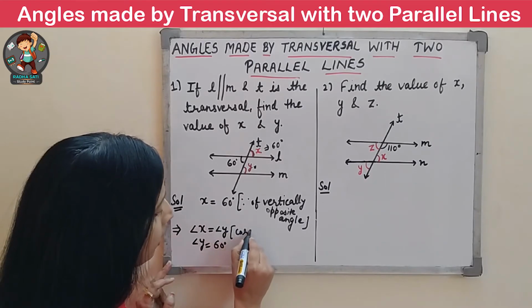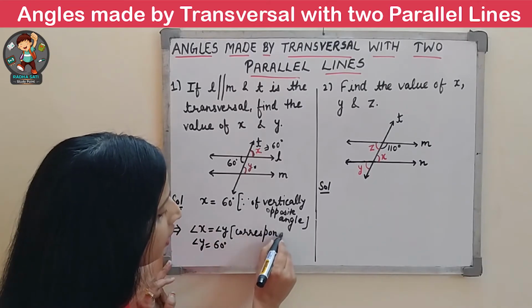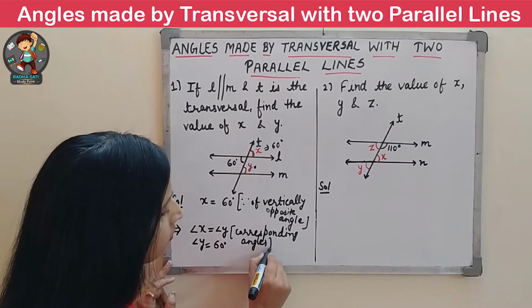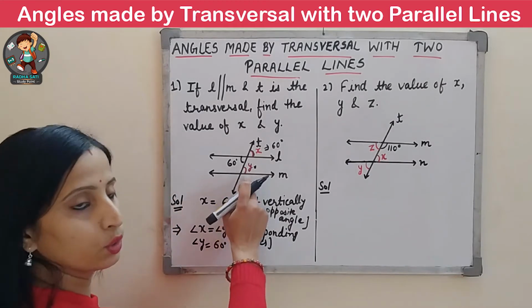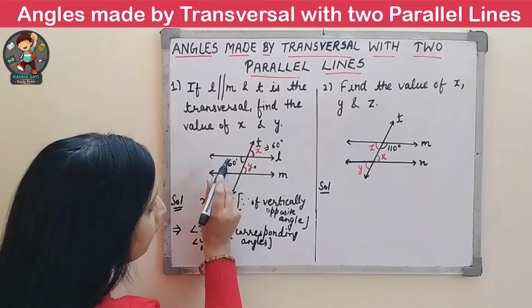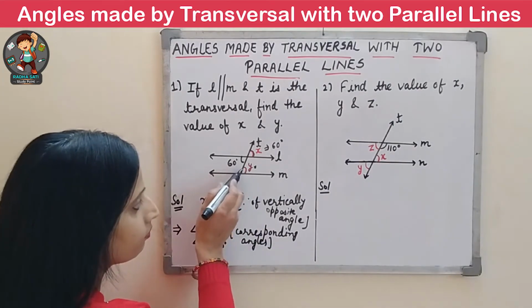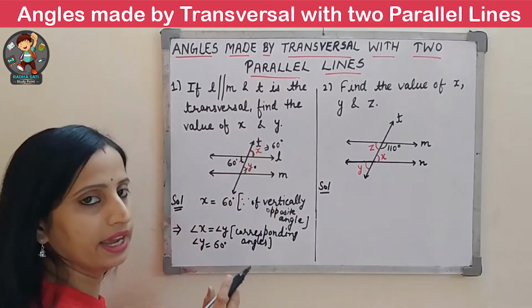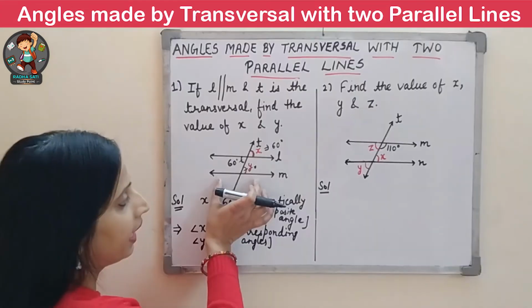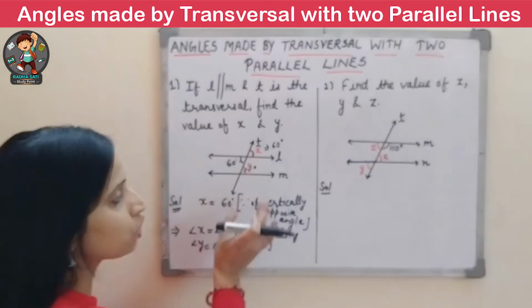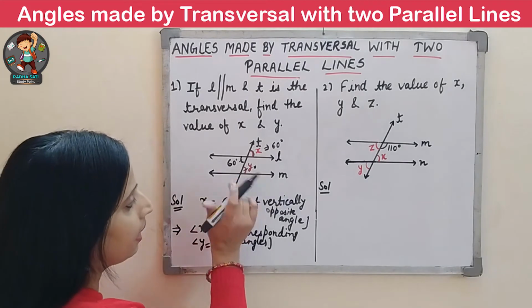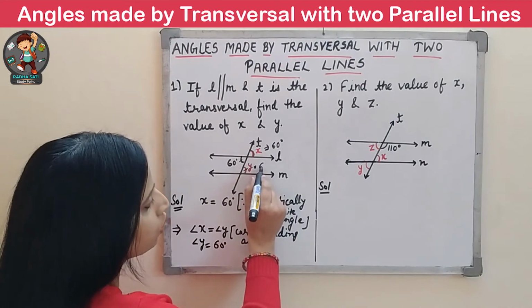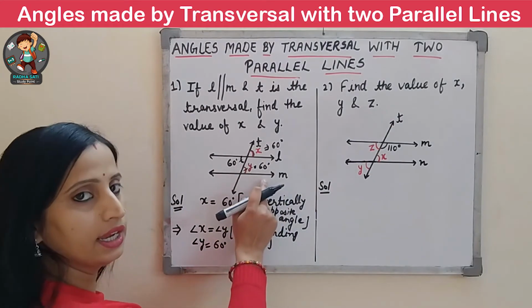Why will these two angles be equal? Always mention the reason in brackets: because they are corresponding angles. Now, the second method to find Y is, we can see that Y and the 60 degree angle are both interior angles, in fact alternate interior angles. When a transversal intersects two parallel lines, the pair of alternate interior angles will be equal. So this way also, Y will be equal to 60 degrees.